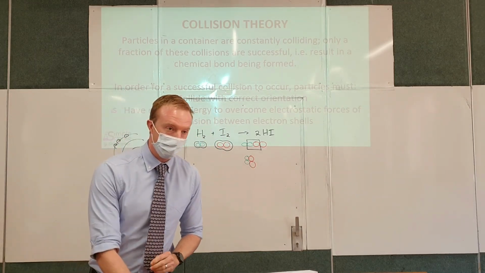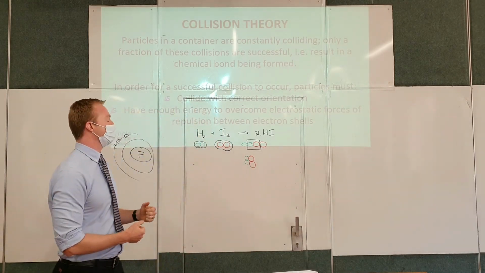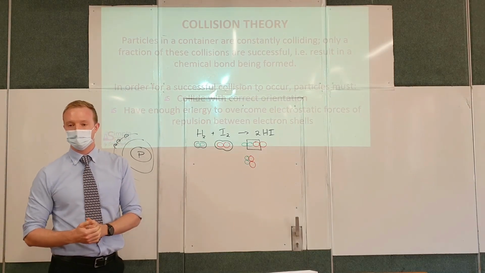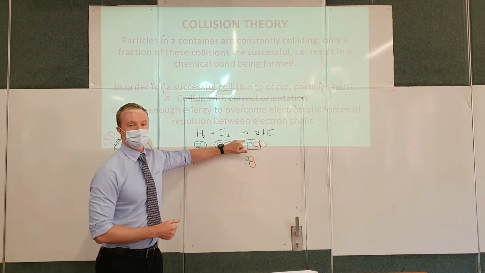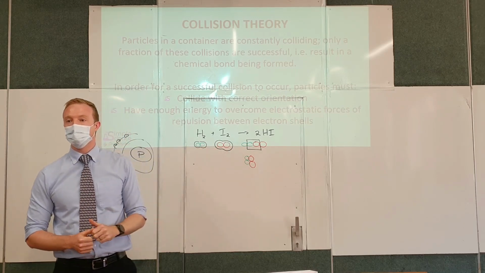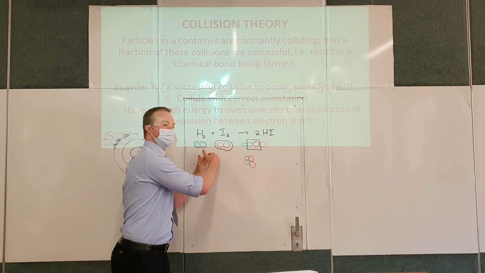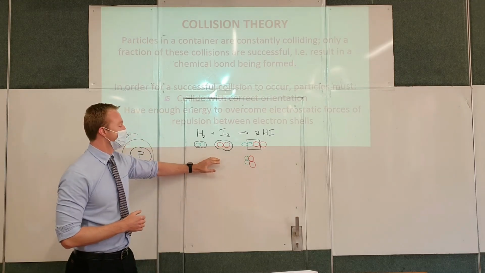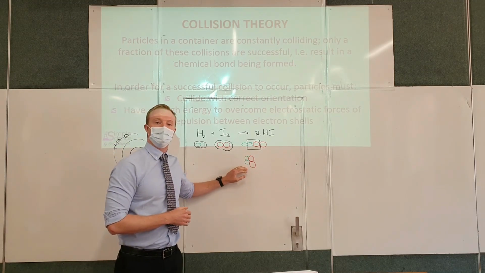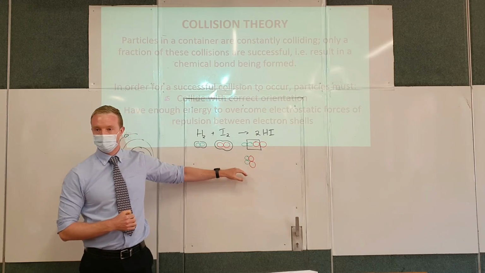So collision theory very simply says that in order for a reaction to occur, we need three things. One, we need the particles to collide with each other. Two, we need them to have enough energy so that they can actually get close enough for that collision to be possible. And three, they need to collide in the correct orientation.